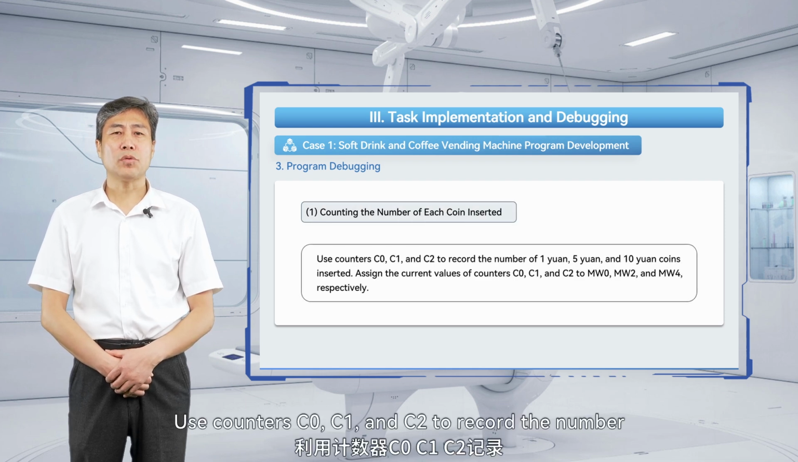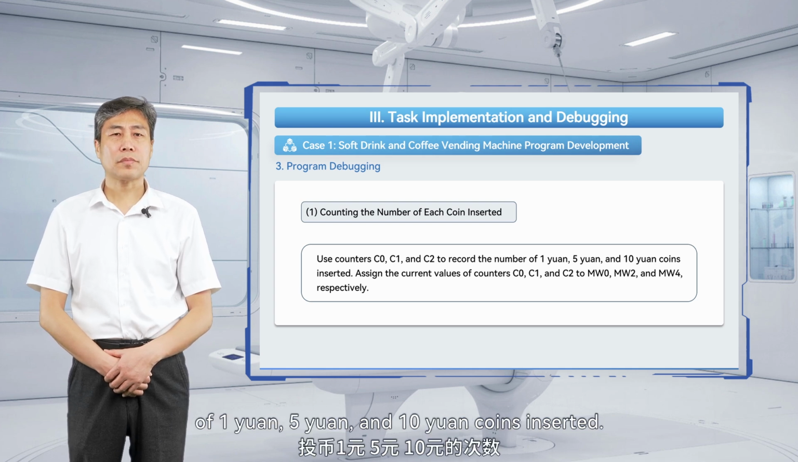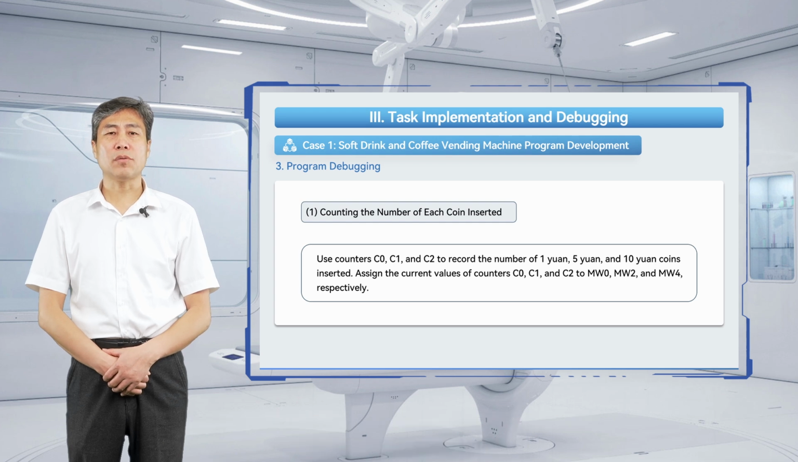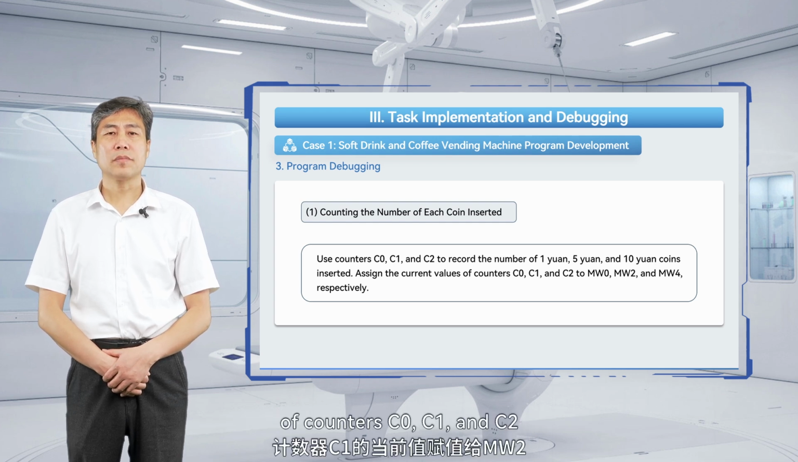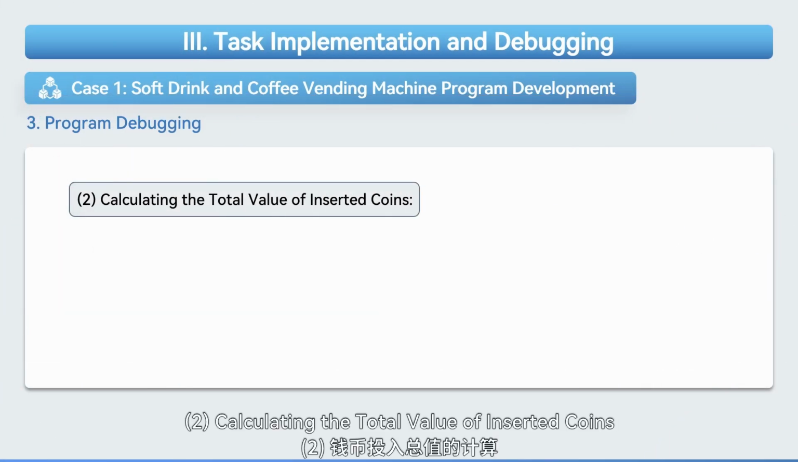Use counters C0, C1, and C2 to record the number of 1 yuan, 5 yuan, and 10 yuan coins inserted. Assign the current values of counters C0, C1, and C2 to MW0, MW2, and MW4, respectively. 2. Calculating the total value of inserted coins.